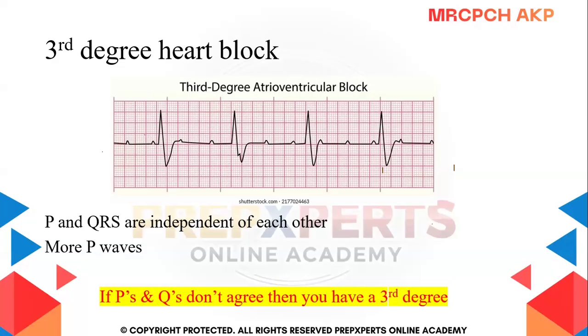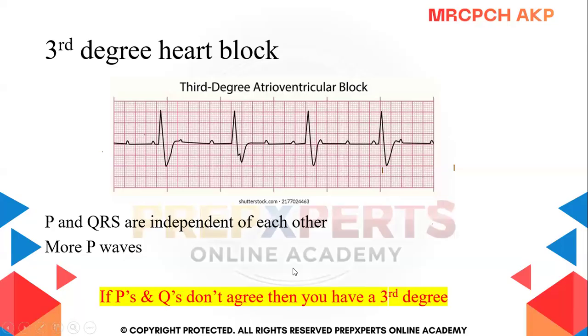So the atria is working on its different pattern, and the ventricles are acting at a different pattern. Okay, so दोनों अपनी ज़ोन में चल रहे हैं. So इसका पोएम का आखिरी मिसरा क्या है? If P's and Q's don't agree, then you have a third degree. Okay, now they don't agree with each other anymore. They are independent of each other.